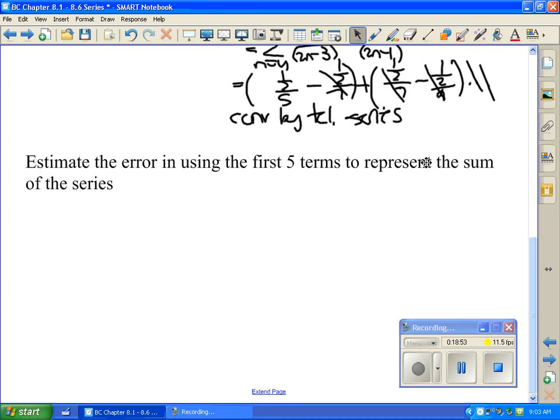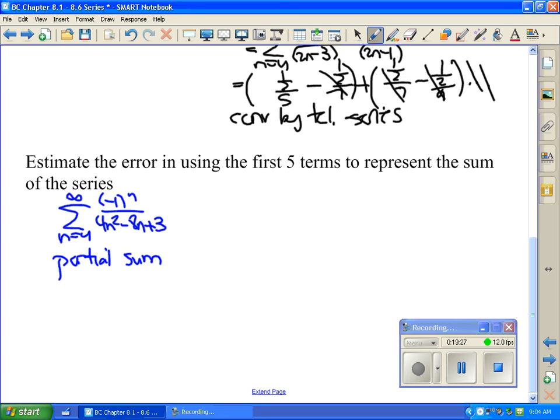Now, AST error. You can only use AST error if it's an alternating series, if you have that negative 1 to the n with it. The AST error basically says that the error is defined by the first term that you don't use. In this one, I had the sum from n equals 4 to infinity of negative 1 to the n over 4n squared minus 8n plus 3. If I'm using the first 5 terms to represent the sum, then my partial sum would be n equals 4 to n equals 8: 4, 5, 6, 7, 8.